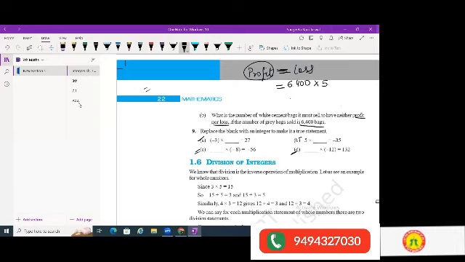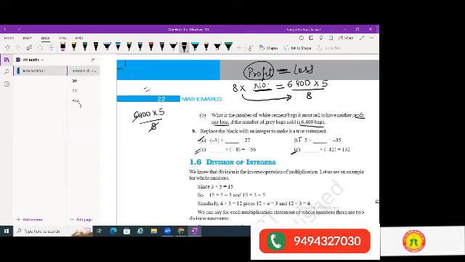And profit is what? On every bag, he was getting 8 rupees. But we don't know how many white bags he sold. So to find the number of white bags, what we will do, this 8 will go this side and it will get divided. Okay, so that means 6,400 into 5 by 8.